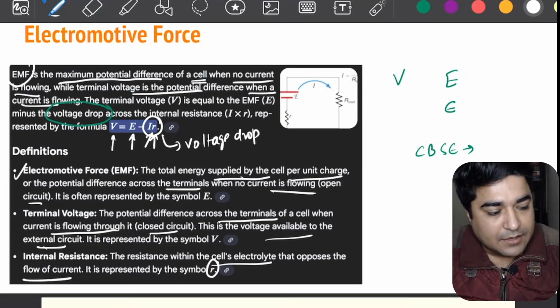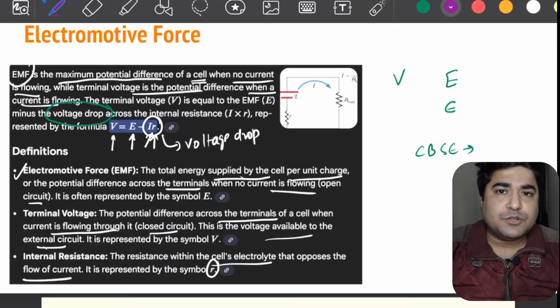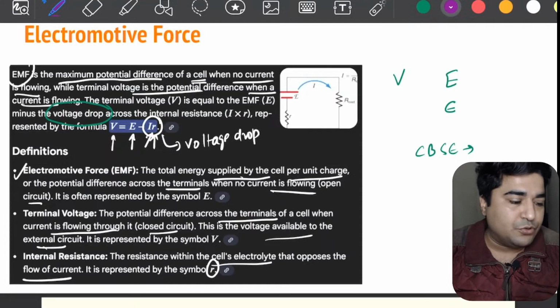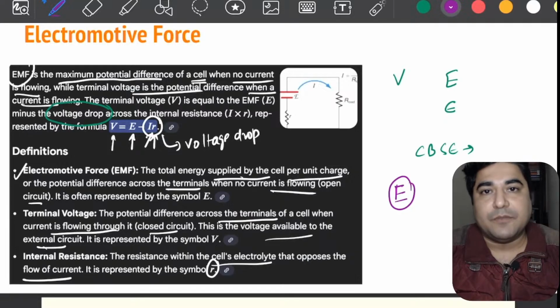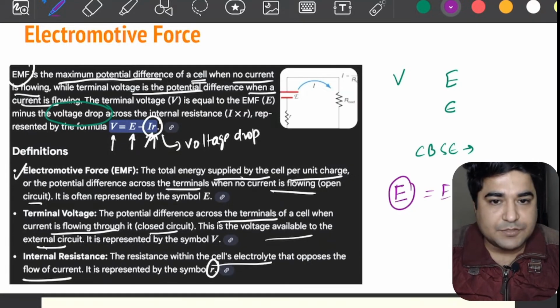So in just the introduction to these entire concepts, we have learnt about a few things. We have learnt the concept that E is basically EMF.